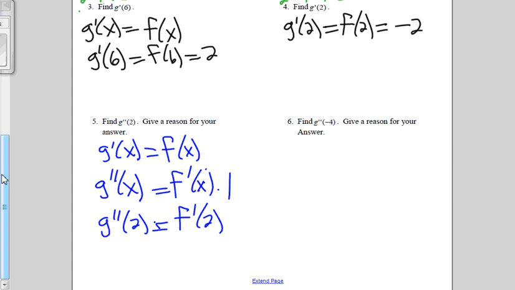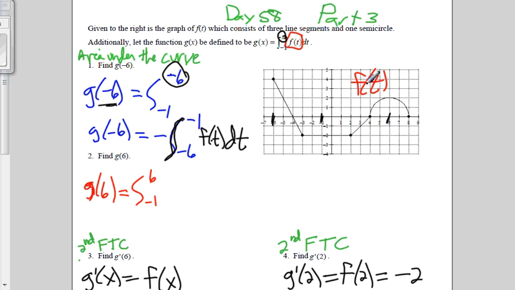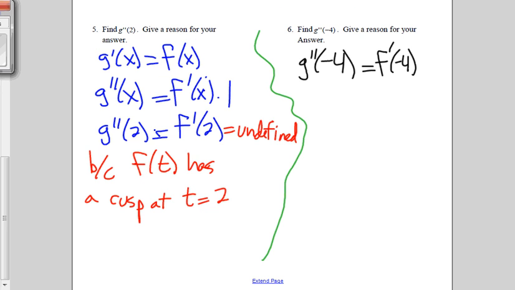And let's go back up to the graph. This is the graph of f of t. So when I come to 2, ooh, that's a corner, therefore it's going to be undefined. So again, undefined because it's a corner or cusp, whatever you want to say.